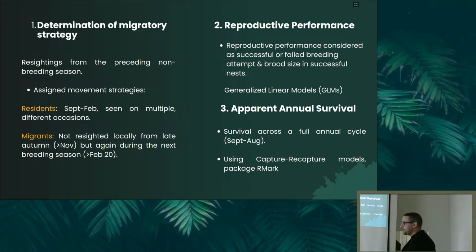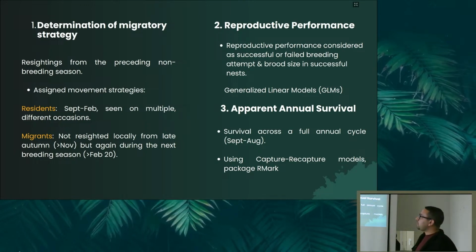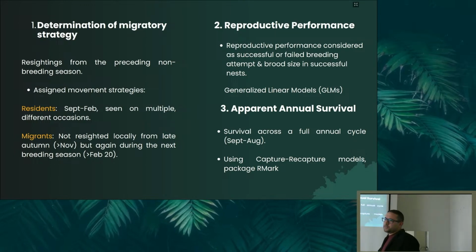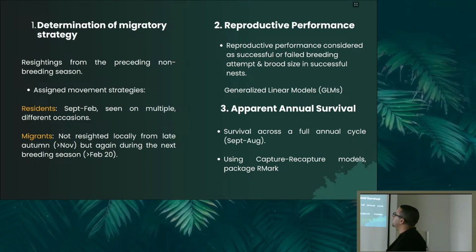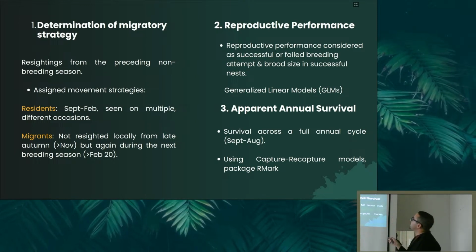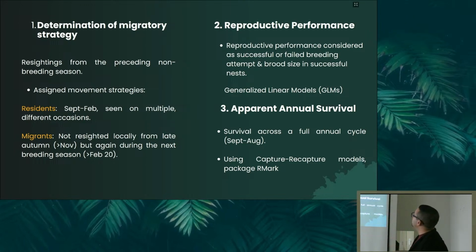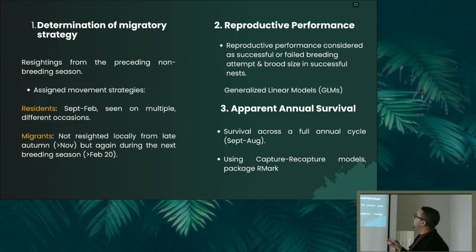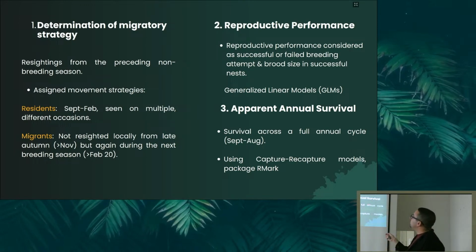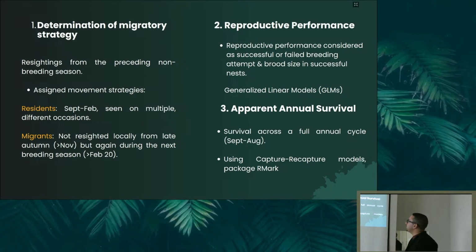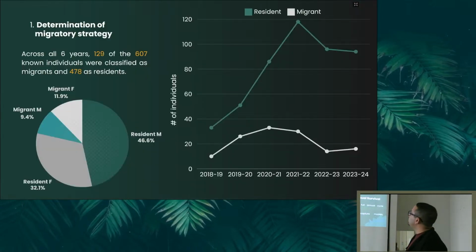Reproductive performance, we measured whether their breeding attempt was either successful or not, and we also used the number of chicks in successful nests, or the brood size in successful nests. So we had two parameters of reproductive performance in our analysis. And annual survival, since we had resighting data across the entire year, we could do a full annual survival analysis that I will explain later on as well, using capture-recapture models in R.